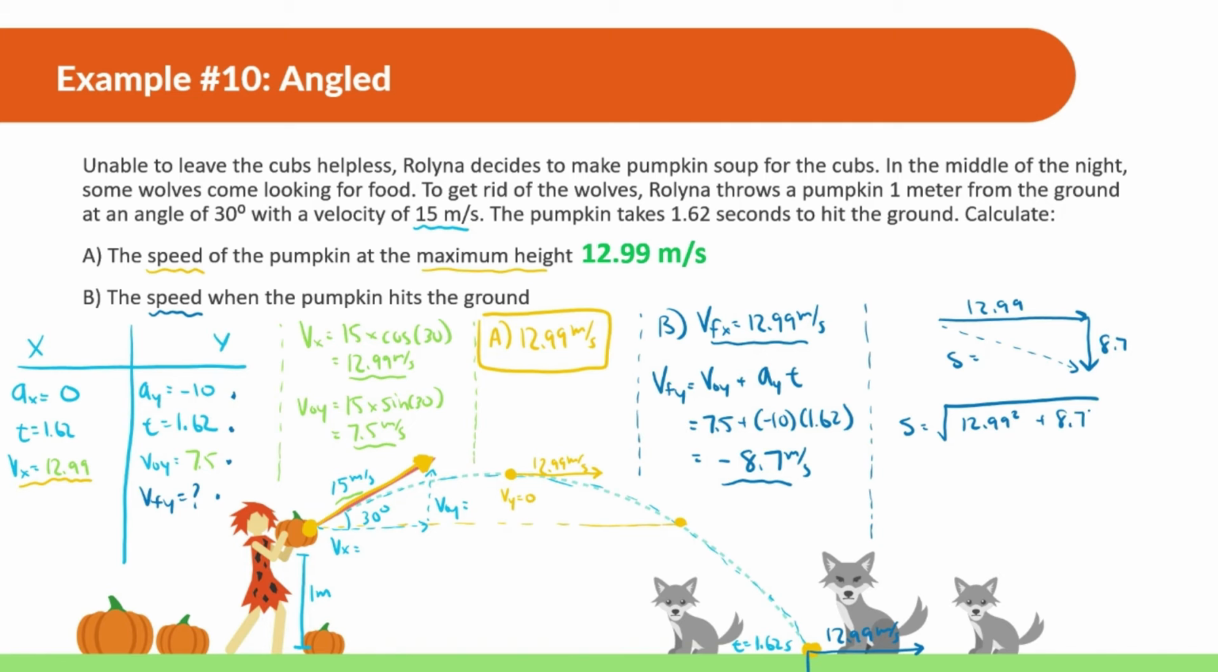Plus 8.7 squared. So that's just the Pythagorean theorem there. A squared plus b squared equals c squared. But let me just do this. And we get 15.63 meters per second. Okay. Boom. And that's pretty much it.